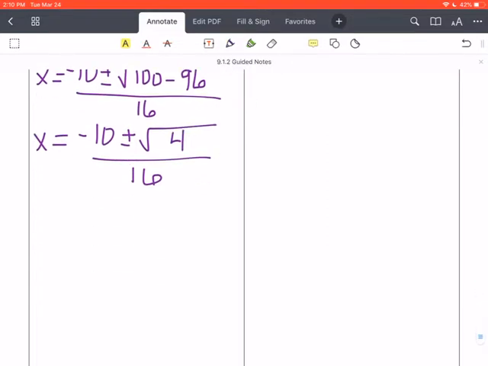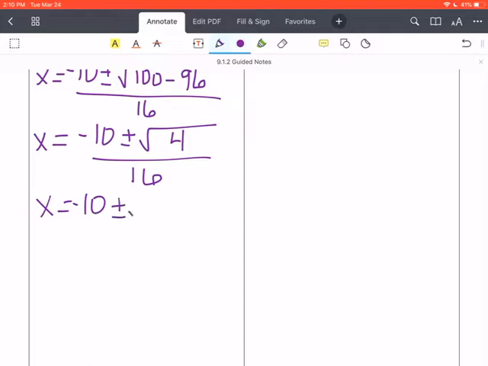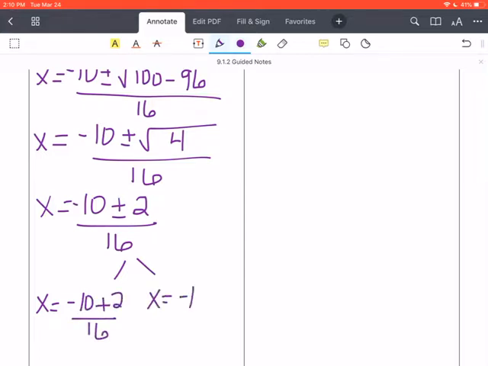So I'm going to see that because I can take the square root of 4, I'm going to have just my exact answers. I keep forgetting that negative on the 10. Plus or minus, we no longer are going to have the square root. What's the square root of 4? 2 over 16. So we have x equals negative 10 plus 2 over 16. And we have x equals negative 10 minus 2 over 16.